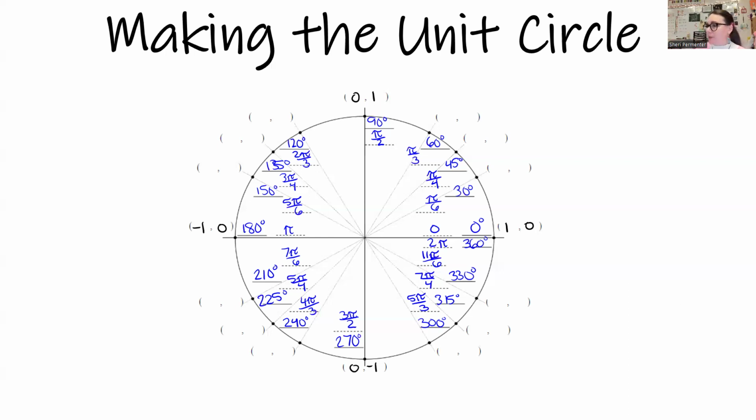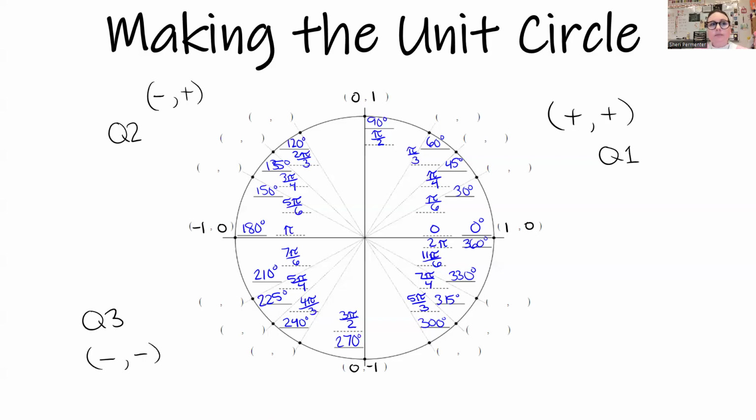The only thing you have to remember is where things are positive or negative. So in this first quadrant, everything has a positive X and a positive Y. In quadrant 2, and this is quadrant 1, just as a reminder. In quadrant 2, every coordinate will have a negative X value, but a positive Y value. In quadrant 3, everything in quadrant 3 will have a negative X and a negative Y. In quadrant 4, what do we have?